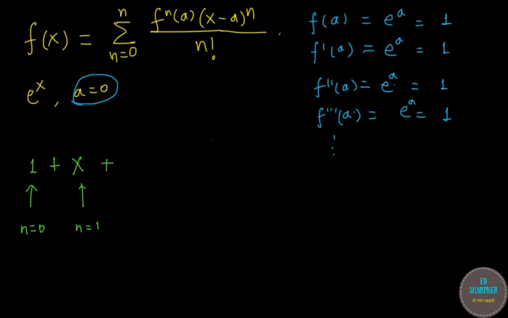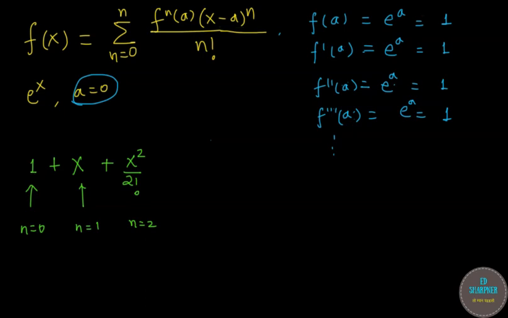Let us see the next term with respect to n is equal to 2. For n is equal to 2, again, you know the second derivative of f of x is e to the x, and at a is equal to 0 or x is equal to 0, you get 1. So again, this term is 1. Then x to the power 2 divided by 2 factorial. That's what you have. So this is with respect to n is equal to 2.